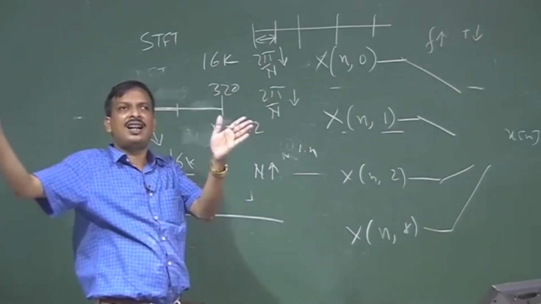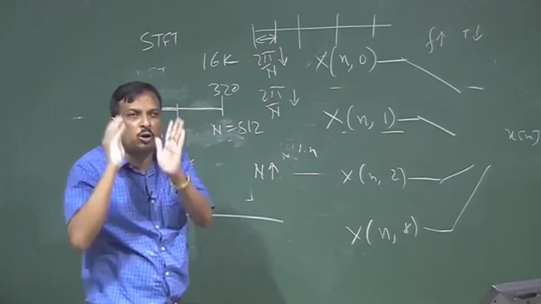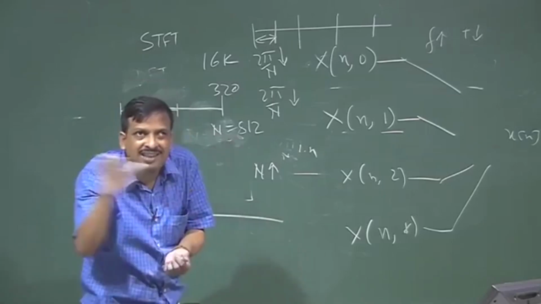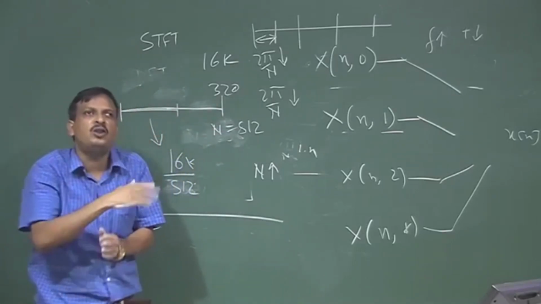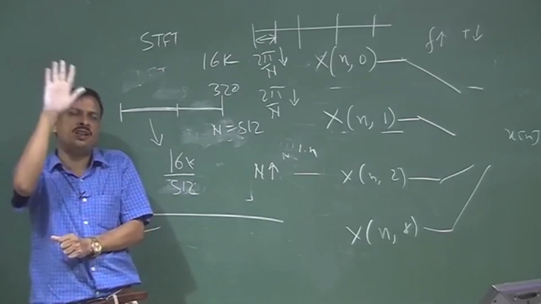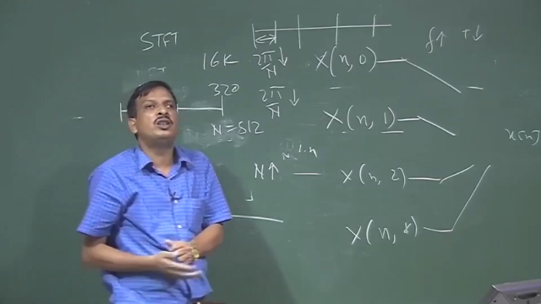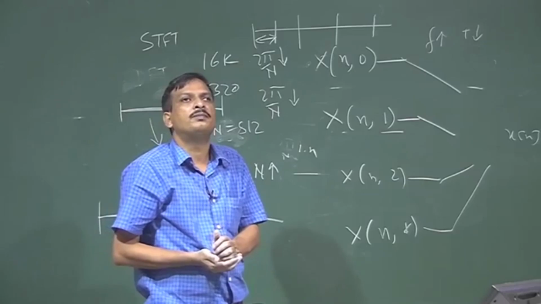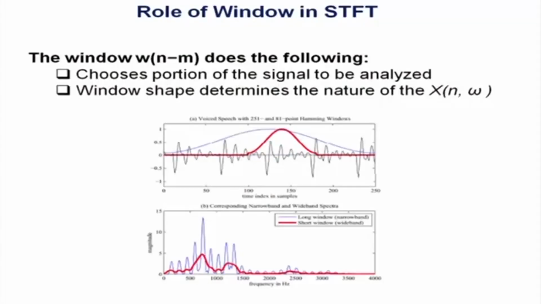If I take a larger amount of signal at a time, my frequency resolution will be very high, but I lose the variation of the signal within that time. So, the time resolution will decrease. If I increase the frequency resolution, time resolution decreases. If I increase the time resolution, frequency resolution decreases. Okay, so that is the time frequency trade off in STFT analysis.